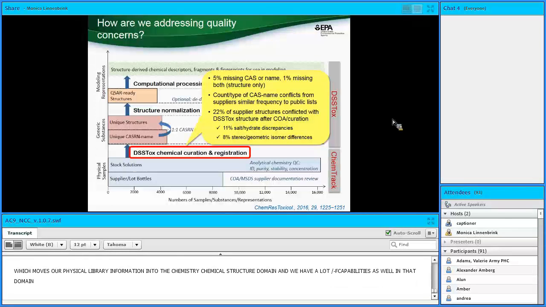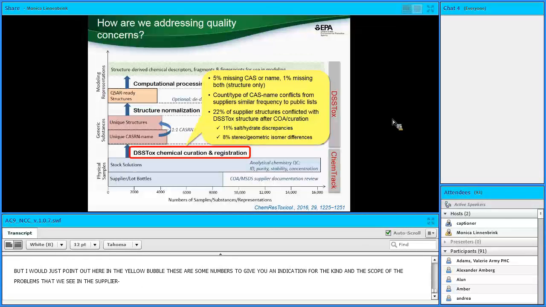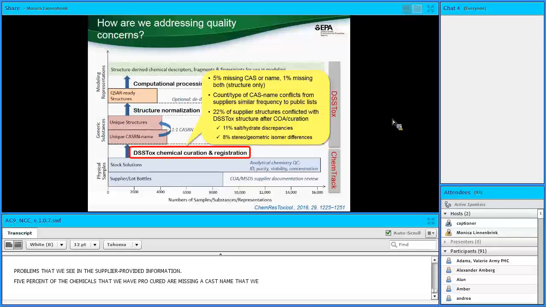But I would just point out here in the yellow bubble, these are some numbers to give you an indication for the kind and the scope of the problems that we see in the supplier-provided information. 5% of the chemicals that we have procured are missing a CAS or a name. That we just have a catalog number and we have perhaps a certificate of analysis. 1% are missing both. We have only a structure that was provided.